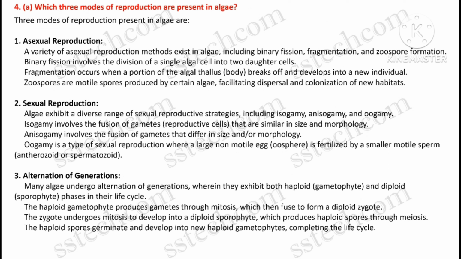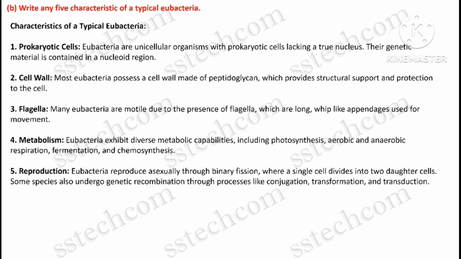Question number 4, first part, which three modes of reproduction are present in algae? Second part of this question is write any 5 characteristics of a typical eubacteria.